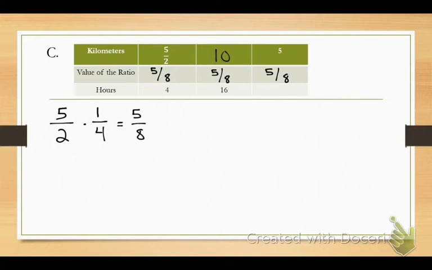Isla, what'd you get? 8. Okay, do you agree with her? Yes. 8. So remember what this means. If I travel 5 kilometers, it takes me 8 hours because the value of this ratio is 5/8. However long I travel, the distance will be 5/8 of that amount.